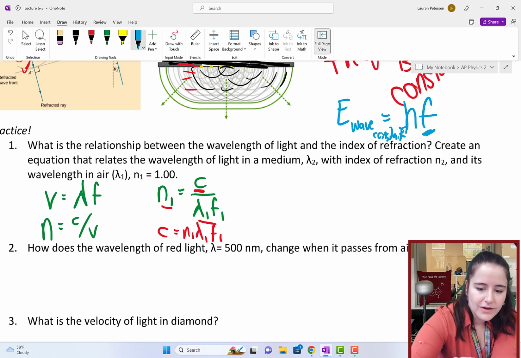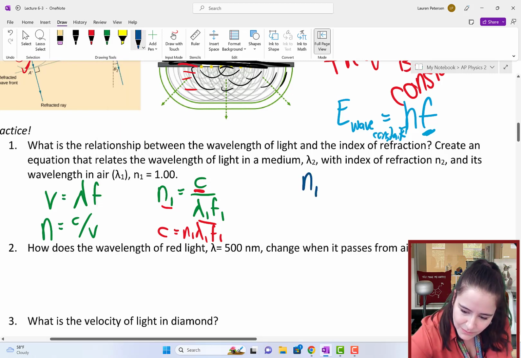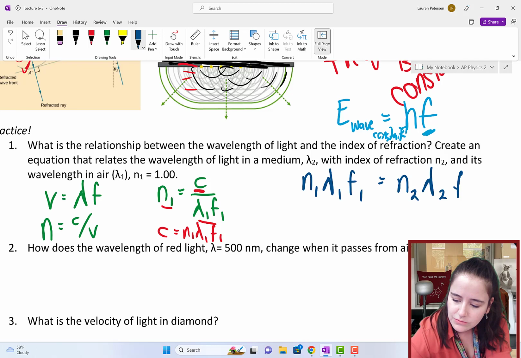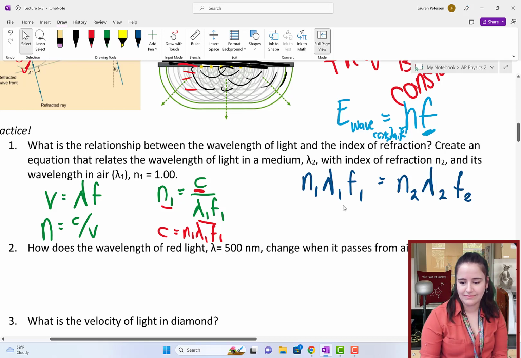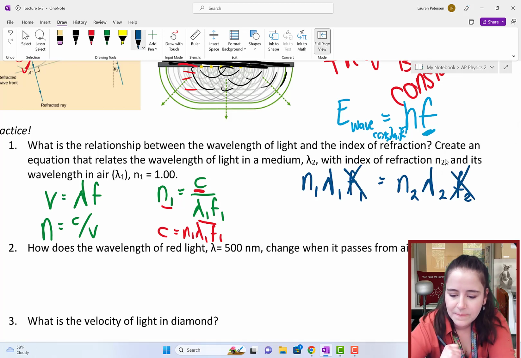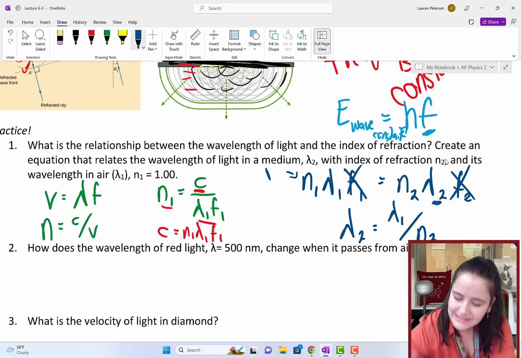So putting those two equations together, we would have N1, wavelength 1, times frequency 1 equals N2, wavelength 2 times frequency 2. So this would be the left side of the equation in medium 1 and the right side of the equation in medium 2. We know the frequency is constant, so we can cancel those out. And then N1 normally equals 1. So to solve for the wavelength of light in that second medium, wavelength 2 will be equal to wavelength 1 divided by its index of refraction.